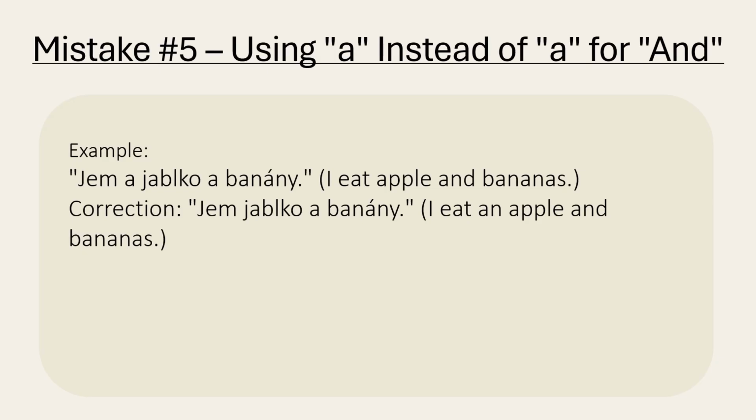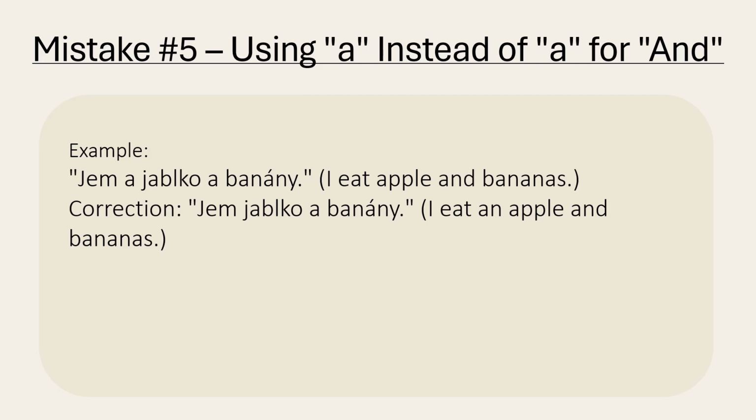Mistake number 5. Using a instead of á for and. English speakers might mistakenly use á as if it is the same as a and in Slovak. They are actually different words with distinct meanings. Example: Jem a jablko a banány. I eat apple and bananas.